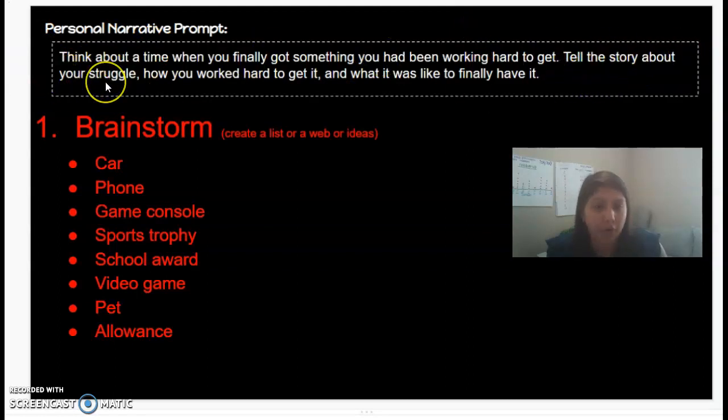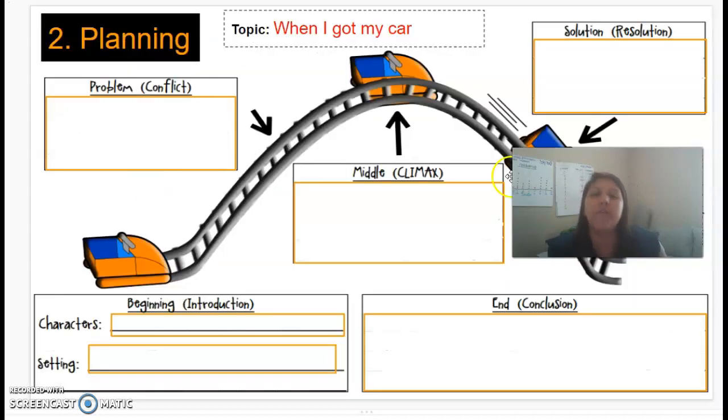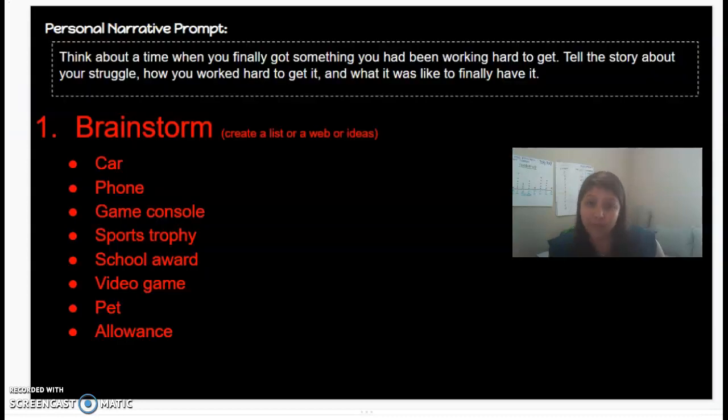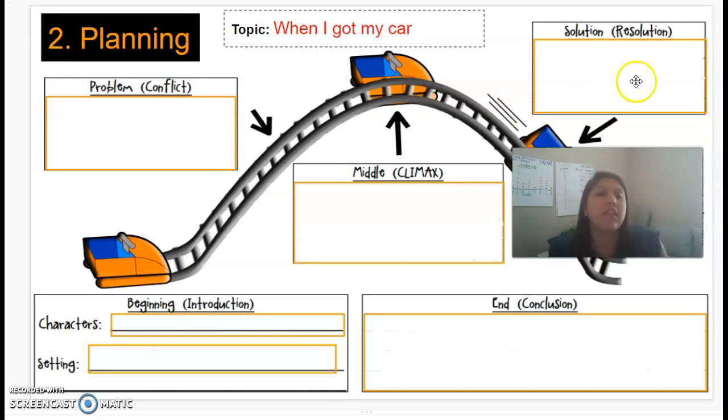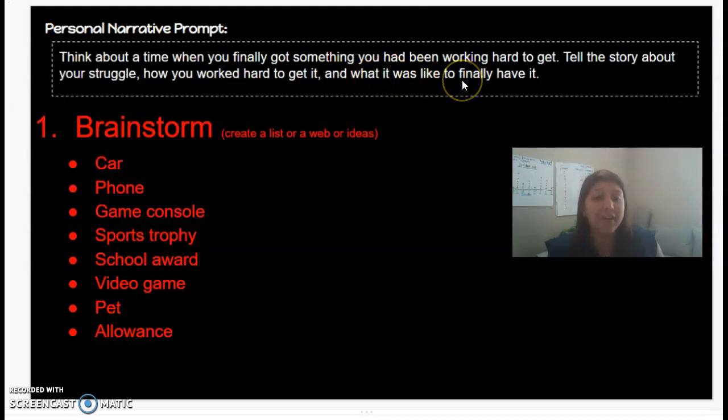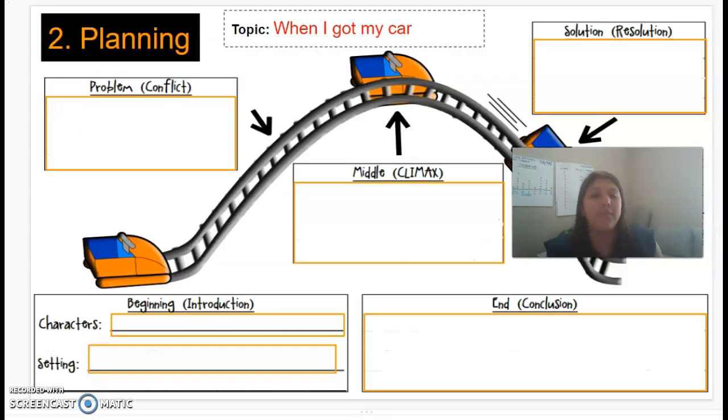So tell a story about your struggle. I'm going to start off with that first. Okay, then I'm going to go into the climax. I'm going to go to the most exciting part of the story, which for me is when I worked really hard to get it. Okay? Then it's going to be my resolution or my solution. That's going to be what it was like to finally get my car. Okay? Then again, I'm going to put how I got that solution, and then the end is going to be about how it made me feel, how it made me strive to work really hard to get other things. Okay? So we're going to go into detail about how to map it out.